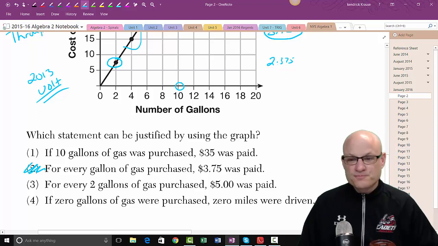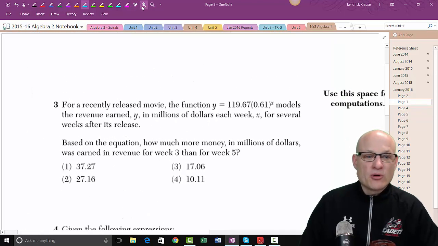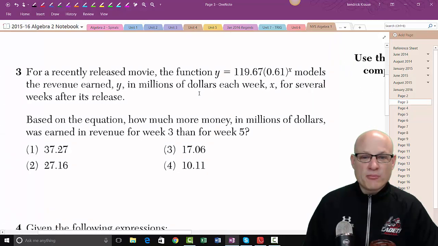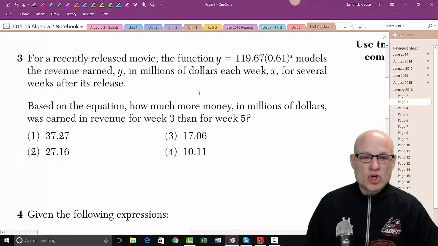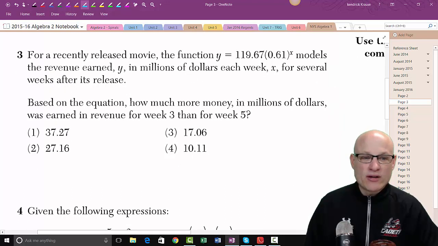Moving on. Next page. I remember I'm going to pause at every 4. For a recent movie, the function models the revenue earned Y in millions of dollars for each week for its release. Based on the equation, how much more money in millions of dollars for week 3 than for week 5.